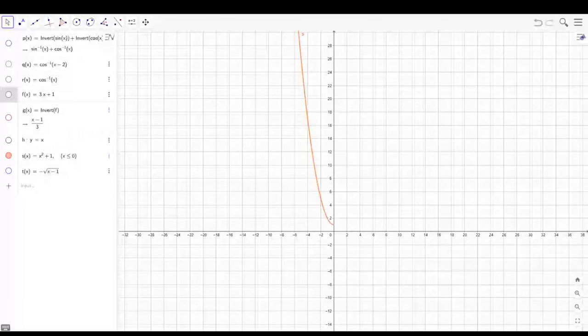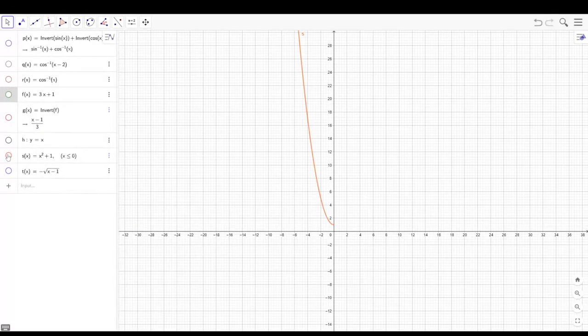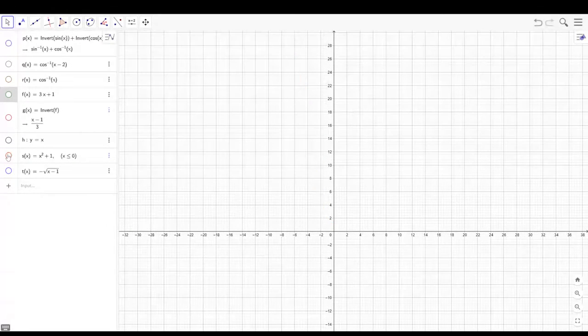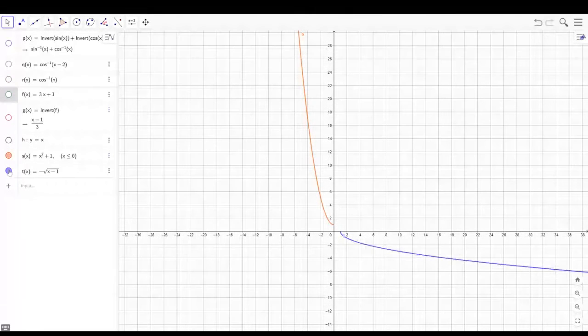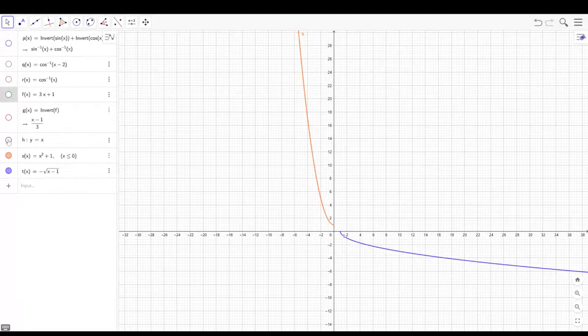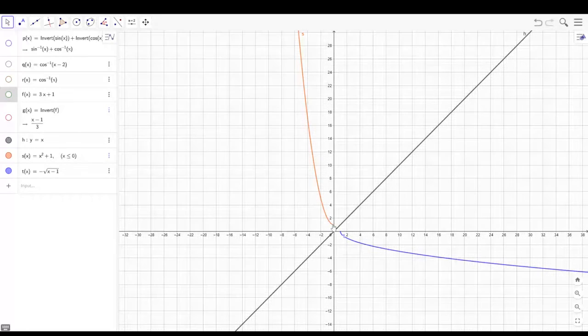Okay, so that is the function x squared plus 1 for x less than or equal to 0. And that's the inverse function. Okay, so do they intersect on the line y equals x? Okay, but they still have the symmetry there. Can you see that, Abdul Rahman? So the reason is the domain is not letting it touch.